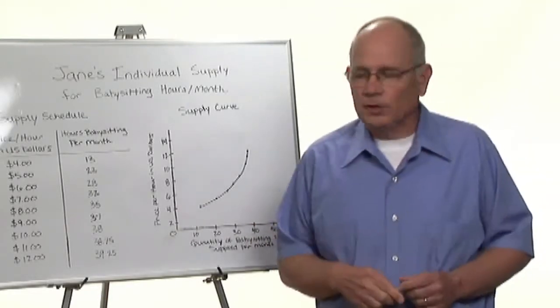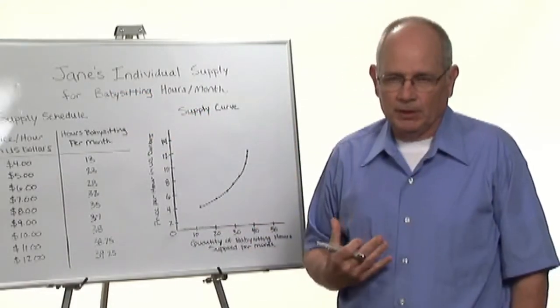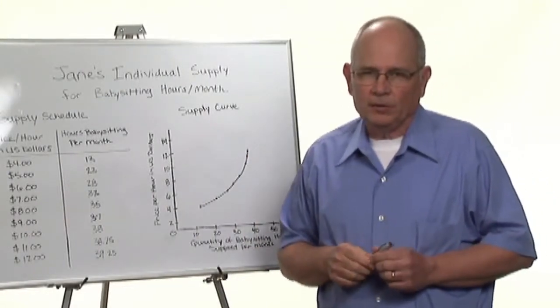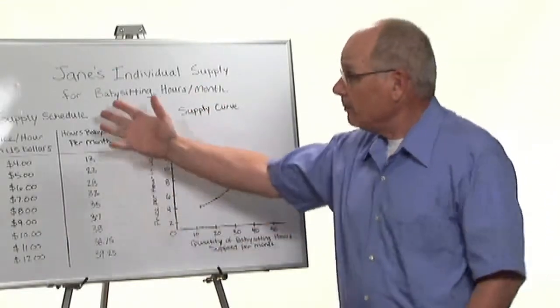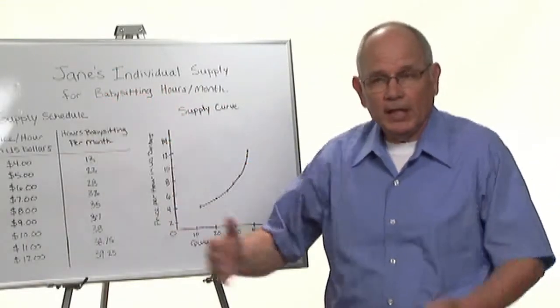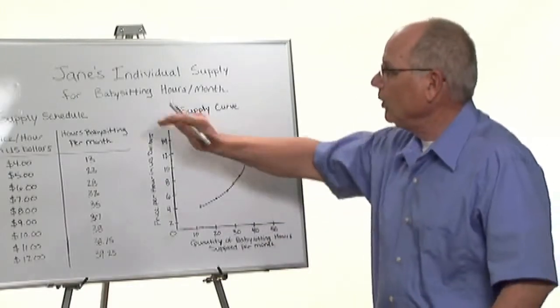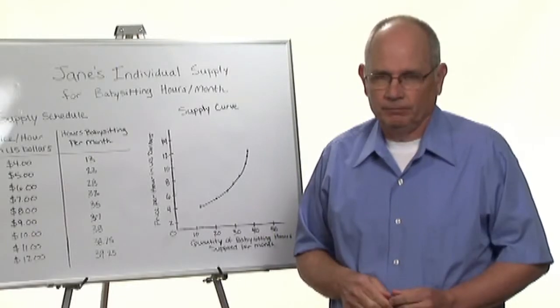It's also important to note that this is Jane's individual supply curve for babysitting. And Jane is just one person providing that service. But we'll also see that there's a market supply. There are a lot of babysitters in Oak Grove. And if we add up all of their individual supply curves, we'll come up with what we call the market supply curve for the Oak Grove community.